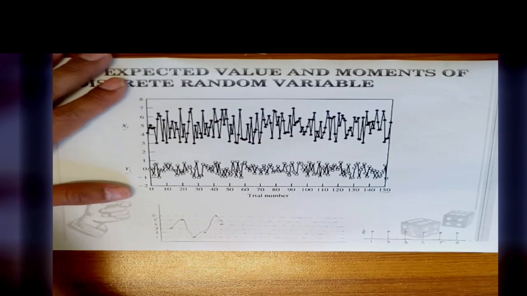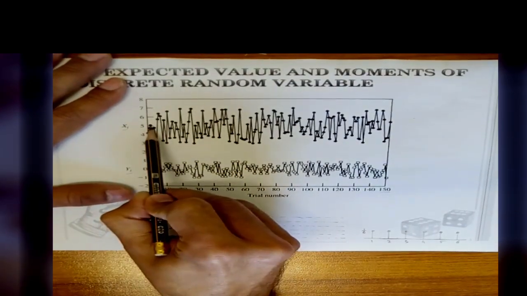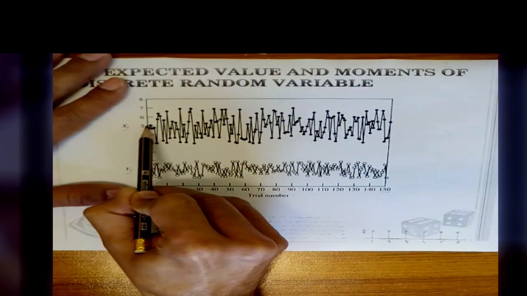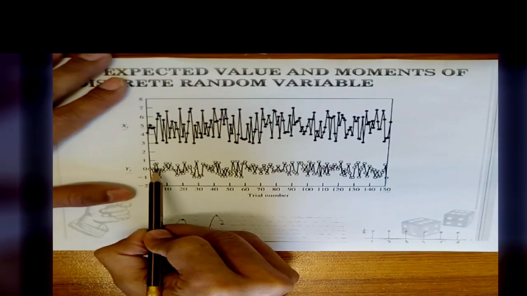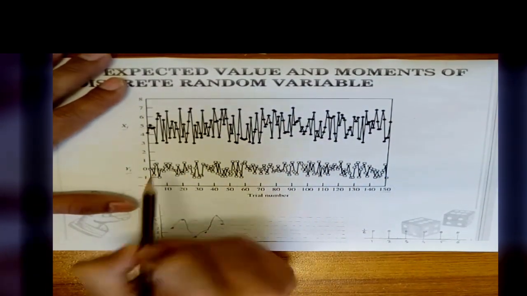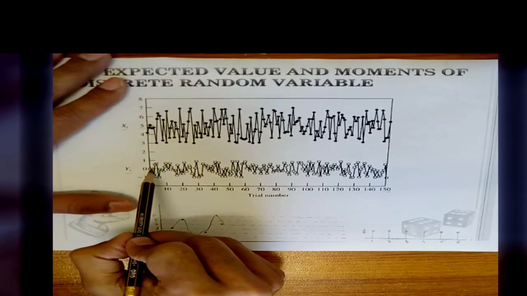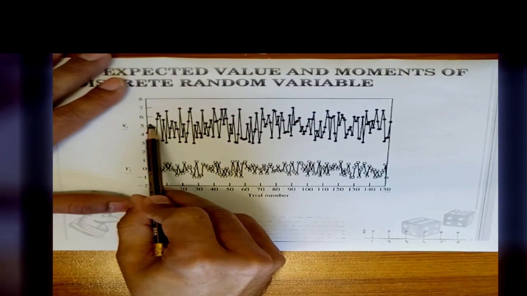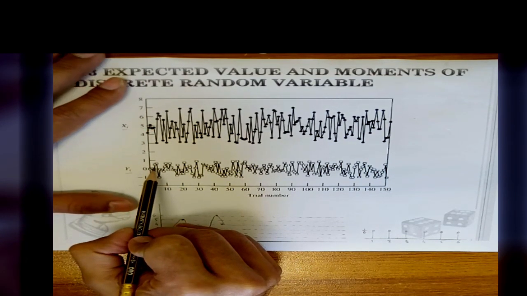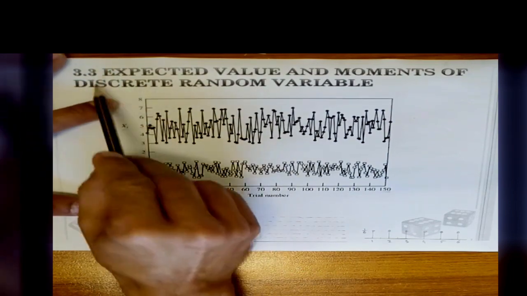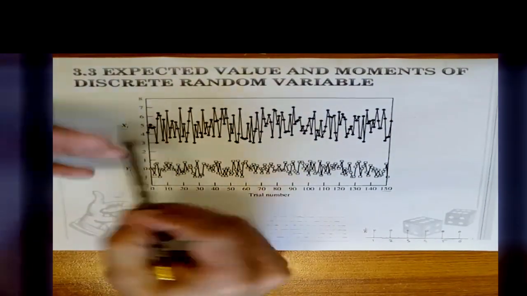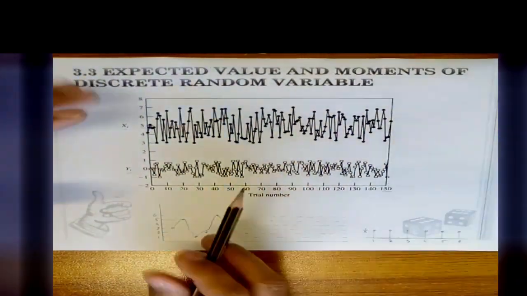Okay, the first one is easy. X is kind of centered around this line, which is 5. Okay, and y is centered around this line, which is on 0. So what we can say is the mean value of x is 5 and the mean value of y is 0. This mean value is called the expected value of x. It is the value around which the random variable is spread, basically.